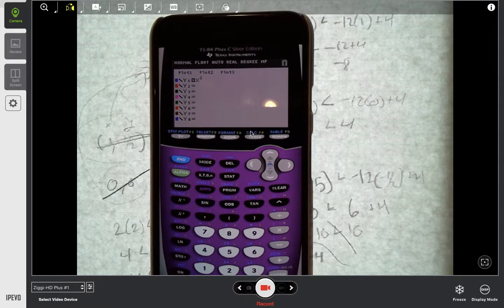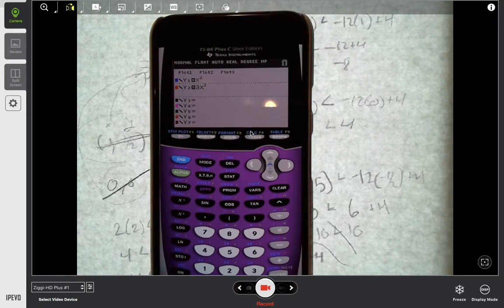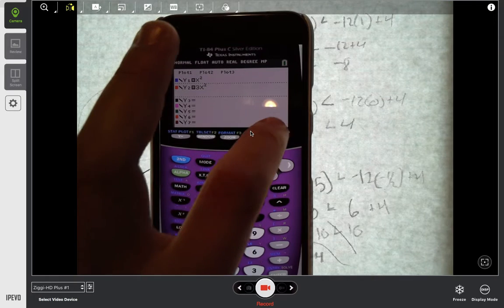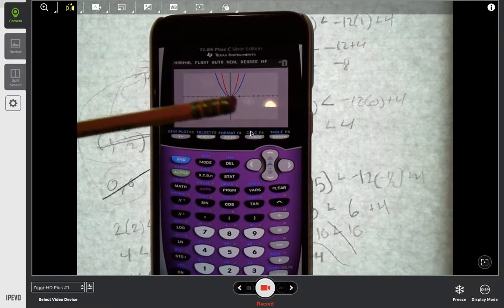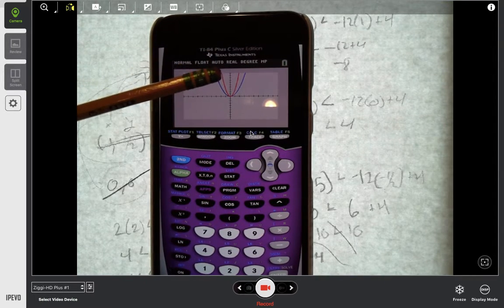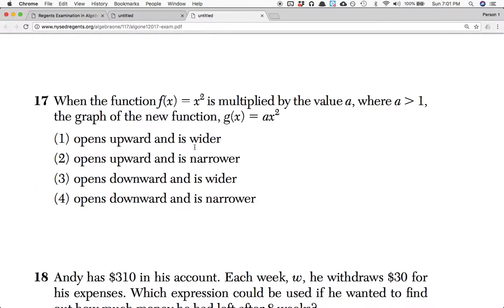I'll get it in a different color here. Let's just choose some number bigger than 1. Let's say 3x squared. They just said choose an a bigger than 1, see what happens to it. Let's check our graph. We've got the blue one already, and the red one, it continues to open upwards. The opening is on the top part, and the opening is narrower than my original blue one. So it looks like it's going to be answer choice 2. Opens upward, and it's narrower.